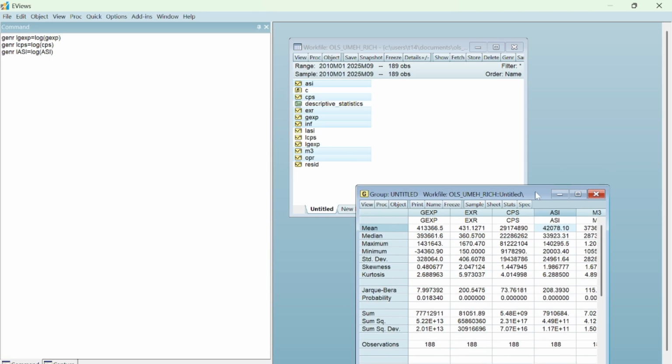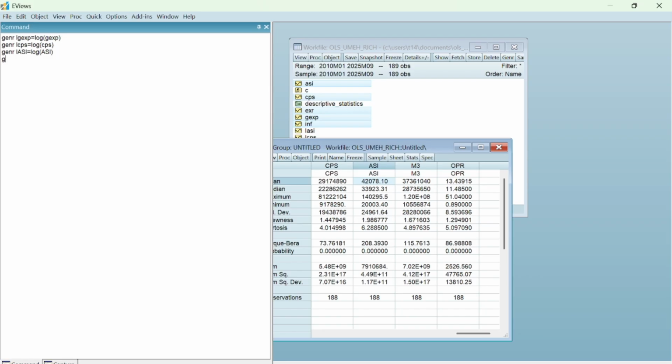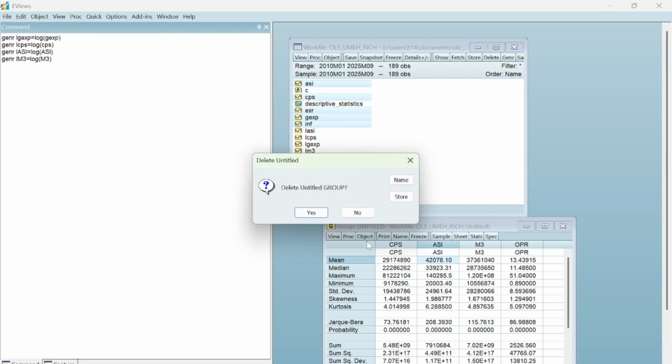The next one is M3, which is the broad money. We can do the same for it. We'll say genr LM3 equals log M3, and you close it. It gives you the same thing, LM3. So since we've gotten that, we can now check the unit root test for these variables.